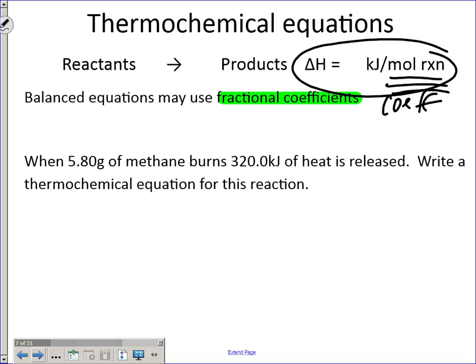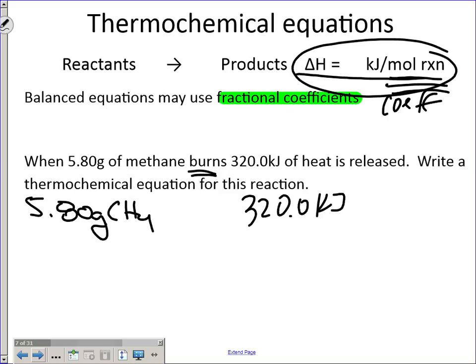Okay, so in terms of this reaction here, let's read it first, then we'll write our chemical equation. Thermochemical equation will come at the end. And when I say thermochemical equation, it's just the inclusion of this at the end. That's it. It's the only thing that's different, as well as some states that we'll have to write down. So when 5.8 grams of methane, what's methane? CH4, burns, meaning it's combusting. When it burns, it releases 320 kilojoules of heat. Okay, so that's released, so I'm going to put that as a negative. So I'm just kind of writing down my givens first. Write a thermochemical equation for this reaction.